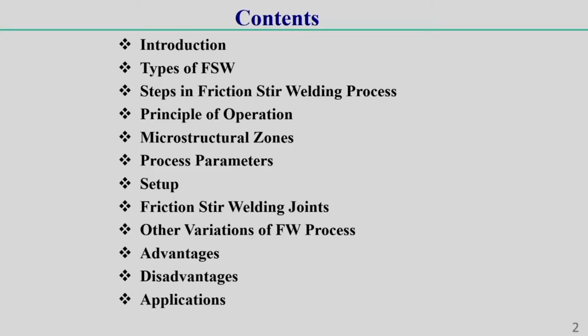Now this is the content of today's lecture. Here I will cover first introduction, then types of friction stir welding process, then the steps in the FSW process, then the principle of friction stir welding process, then its different types of microstructural zones, then its process parameters, then setup, then the different types of joints we can make by using friction stir welding process. Then different categories of friction stir welding process, its brief description, and finally advantages, disadvantages and applications.